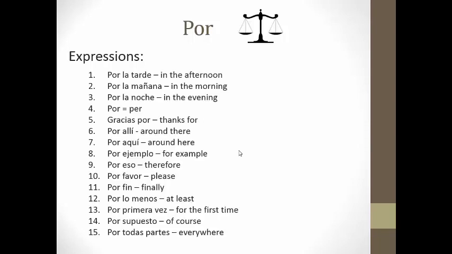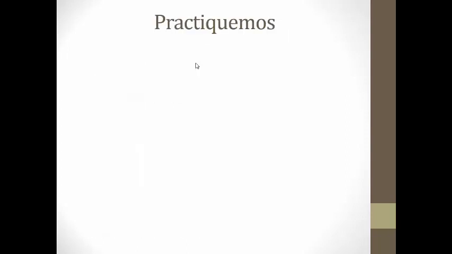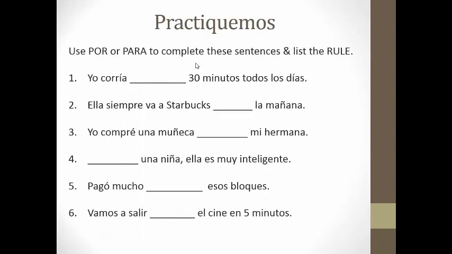All right, and then expressions. If you go to the back, there's a whole slew of them. I'm going to put them in your flashcards for you. Okay, I'll let you gaze through those 15. These expressions always require por. Okay, we've got some practice problems here.